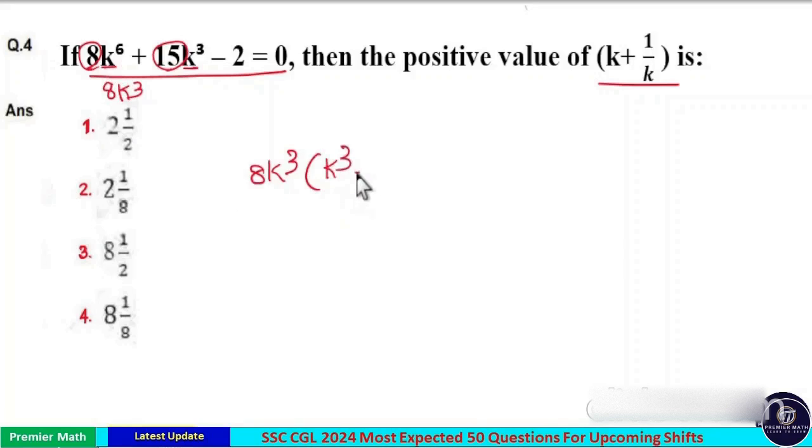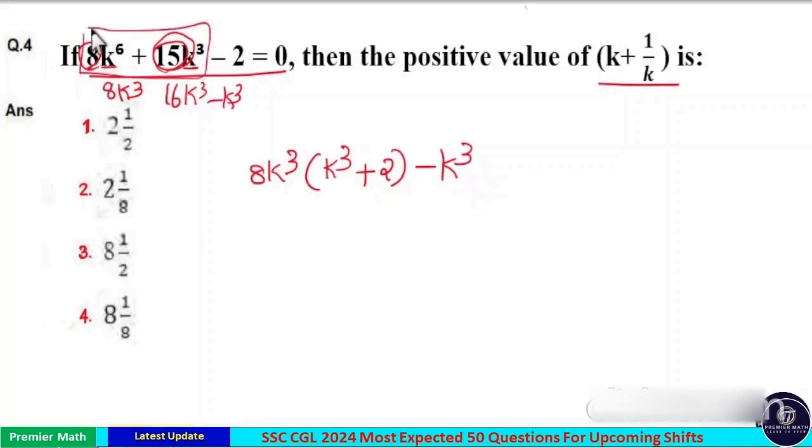Now, in the first term the remaining is equal to k cube. Plus, in the second term, if I add 2, this will become 8k cube into 2, which is equal to 16k cube. But this is 15k cube. So 16k cube minus k cube is equal to 15k cube. So I will subtract k cube from this term. Now this is equal to the first two terms. Remaining is minus 2, which is equal to 0.